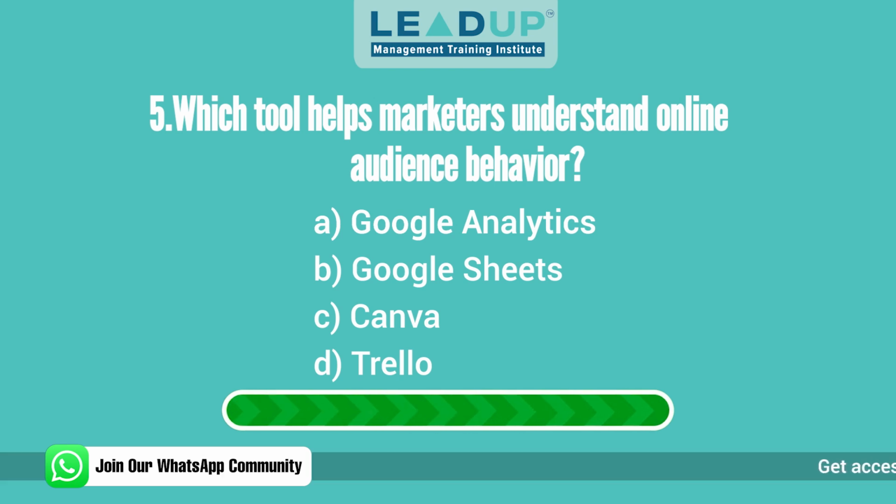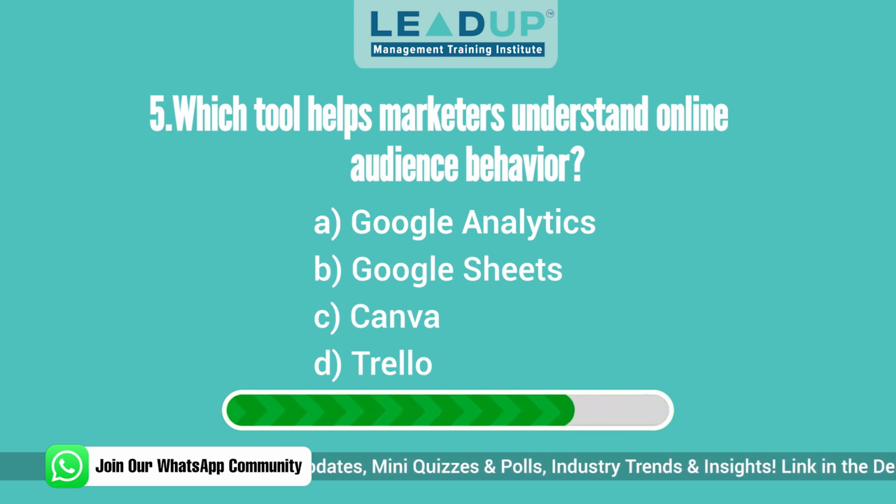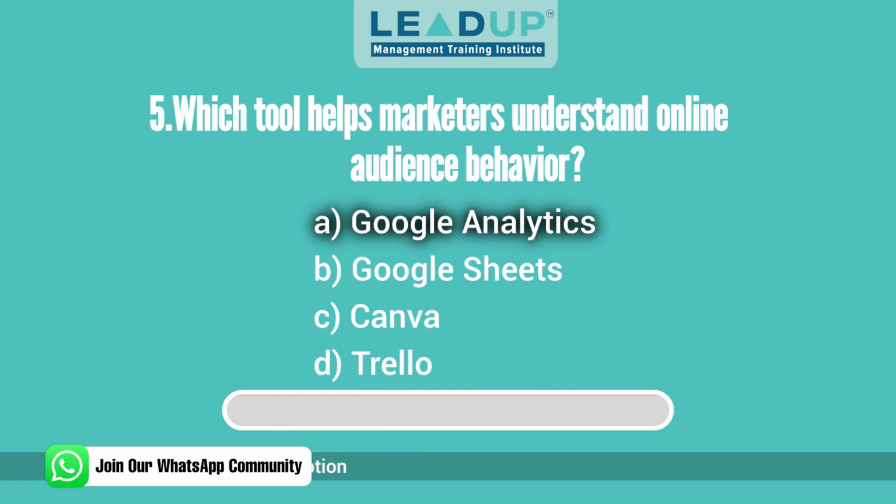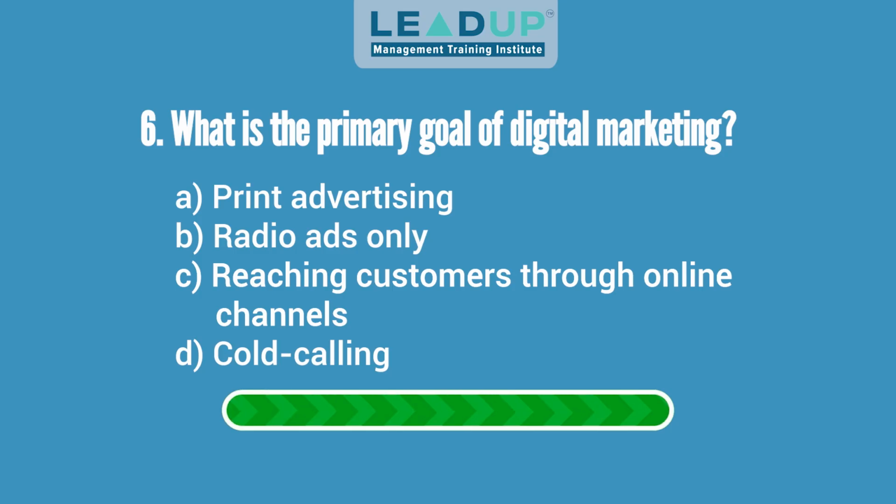Question 5. Which tool helps marketers understand online audience behavior? A. Google Analytics, B. Google Sheets, C. Canva, and D. Trello. Answer: Google Analytics.